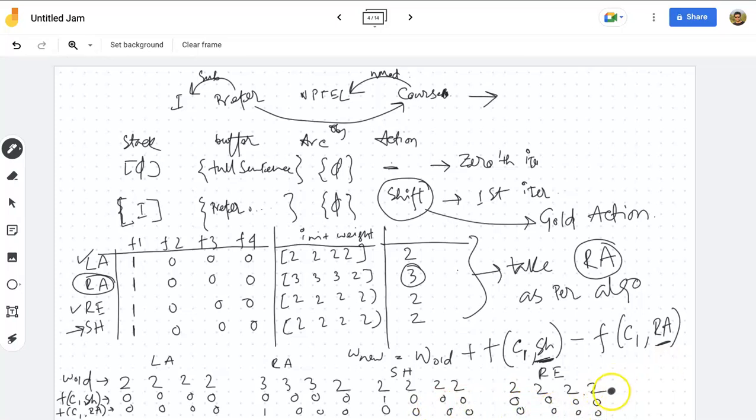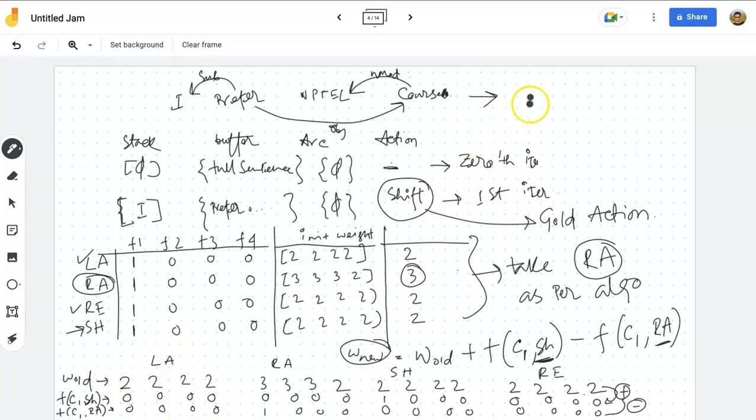Okay, so basically you just need to add these two and then subtract this. So this will give you the updated weight after first iteration. So what will be the updated weight if you just do this? This part will remain the same.